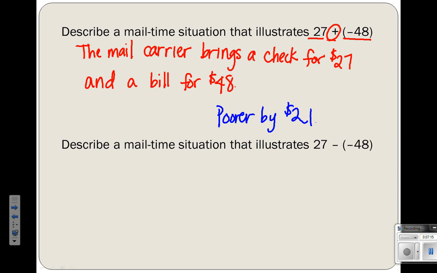Okay, one last possibility that you could have, and this is where it gets kind of confusing, so you've got to really pay attention to what you're doing. Again, break it up into your three parts. We've got 27, we have a minus, and then we have a negative 48. So he's going to be bringing me a check for 27.